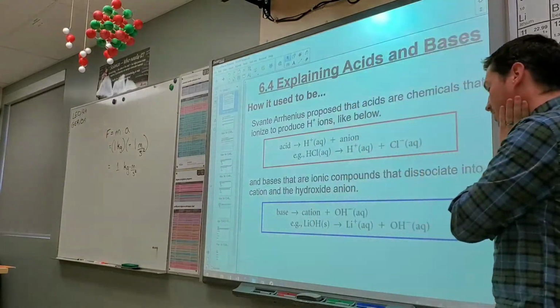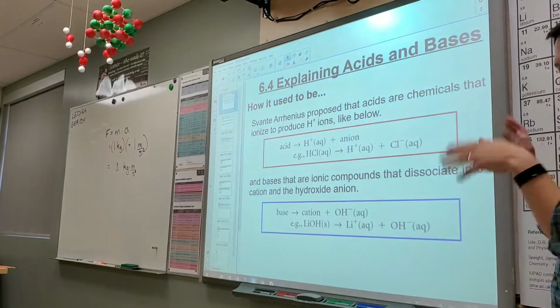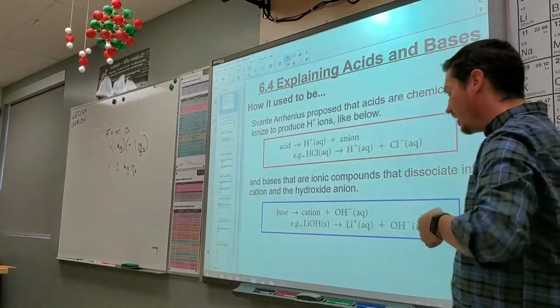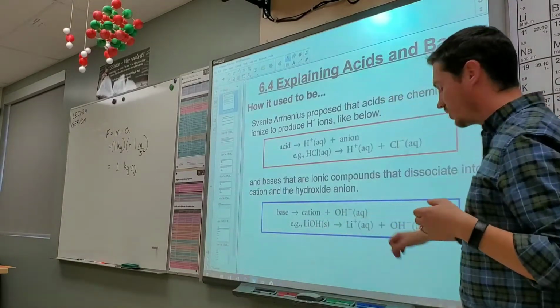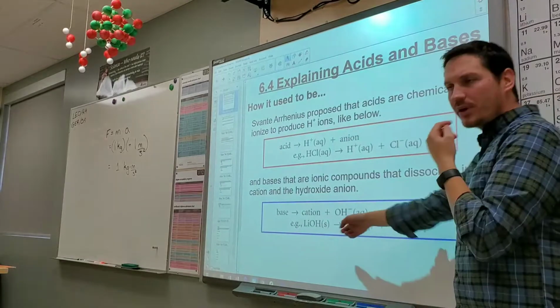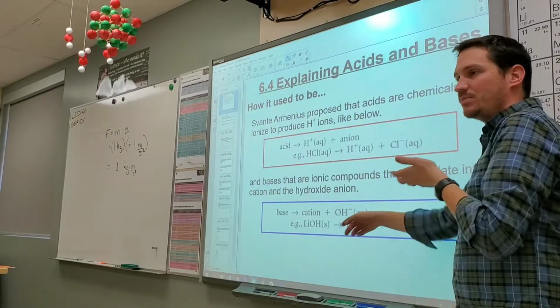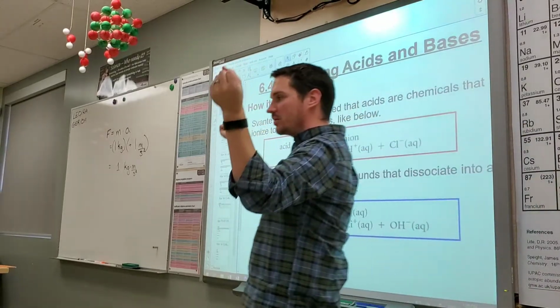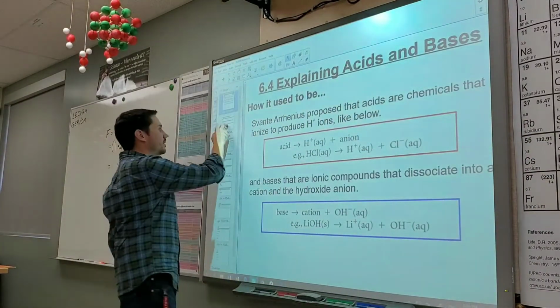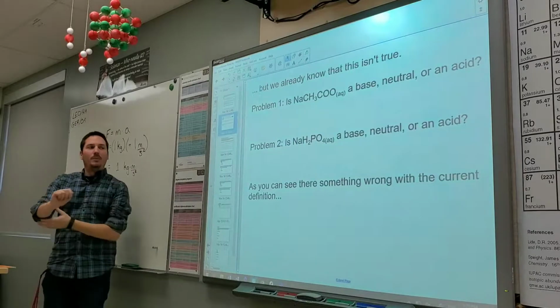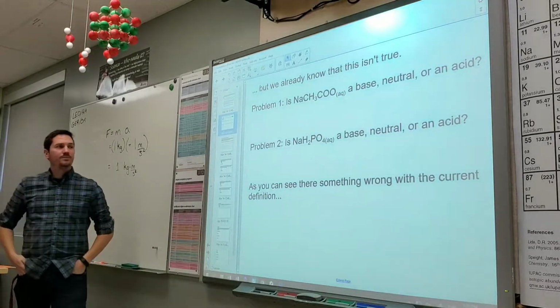Bases are ionic compounds that dissociate into a cation and a hydroxide. So right, lithium hydroxide will turn into lithium and hydroxide. That's pretty easy to explain why that's a base. Would you agree? It's a base because it contains hydroxide. They separate, they turn into hydroxide, okay? But we know that this isn't true.